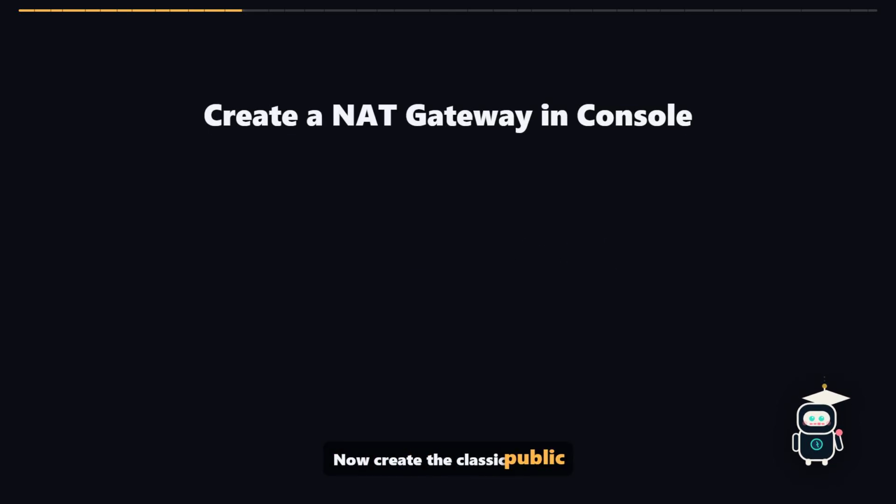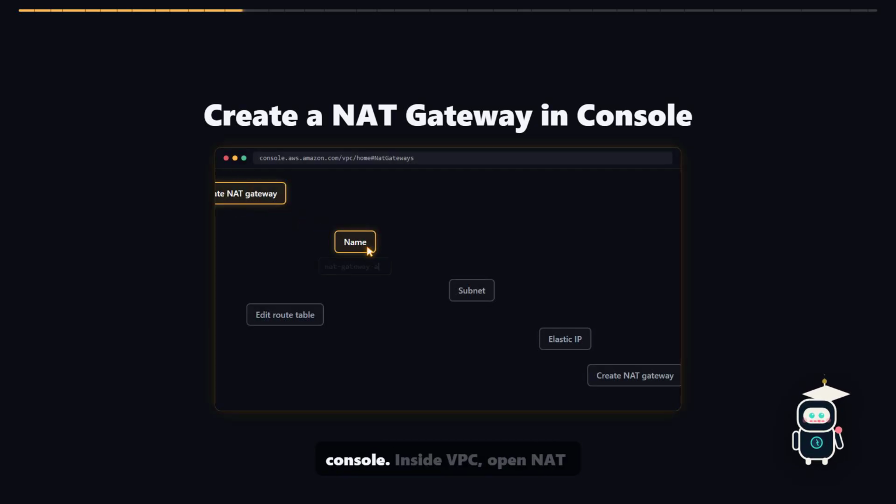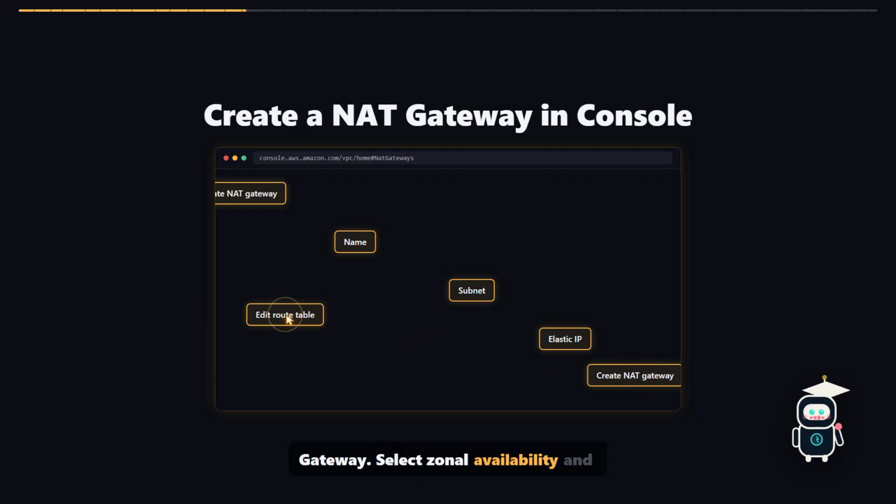Now create the classic public zonal NAT gateway in the console. Inside VPC, open NAT Gateways and choose Create NAT Gateway. Select Zonal Availability and Public Connectivity. Choose a public subnet in the availability zone you are serving and allocate an elastic IP. That elastic IP is the address used for outbound internet traffic. Before you create it, verify that the selected public subnet's route table already has a default route to the internet gateway. Then create the NAT gateway.